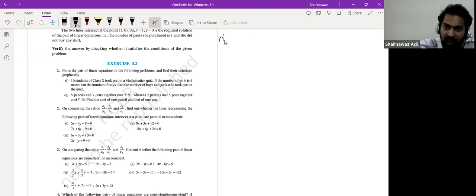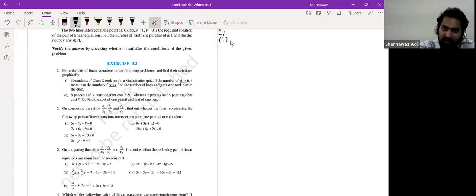So you tell me what are the two unknowns here first. So 10 students of class 10 took part in a mathematics quiz. If the number of girls is 4 more than the number of boys, find the number of boys and girls who took part in the quiz. Okay. So 10 students of class 10 took part in a mathematics quiz. Right. So the unknowns here are what? Students and girls. Right. So what are the unknowns? Girls and the boys.